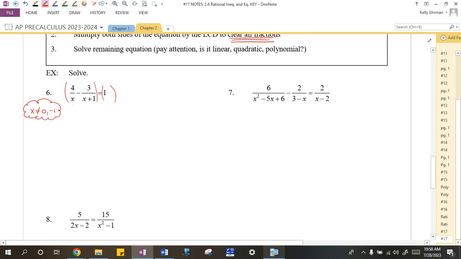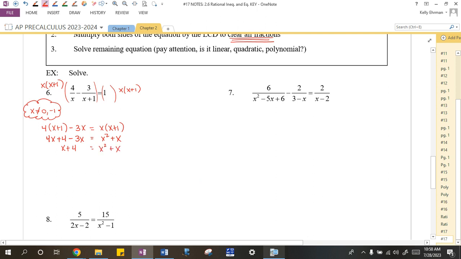The common denominator for these two fractions is x times x plus 1. So you're allowed to multiply both sides of an equation by the same thing so that you're keeping the equation balanced. And that would make this 4 times x plus 1 minus 3 times x equals 1 times x plus 1. Okay, so we've done steps 1 and 2. Now we just have to solve the equation. So I'm going to distribute: 4x plus 4 minus 3x equals x squared plus x. The left side here is really just x plus 4.